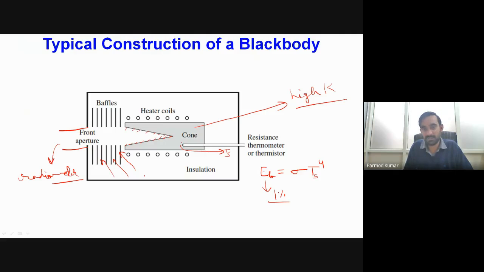Now, as we have made this surface identical to a black body, we can say that the radiative heat flux we are subjecting the radiometer to is equal to sigma times Ts to the power 4. And if we have to vary the amount of radiative heat flux subjected through this front aperture, we can do that by varying the temperature of this conical material, by changing the current flowing through the heater coil.